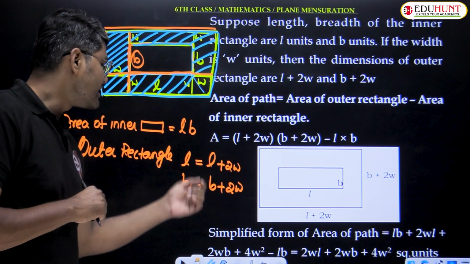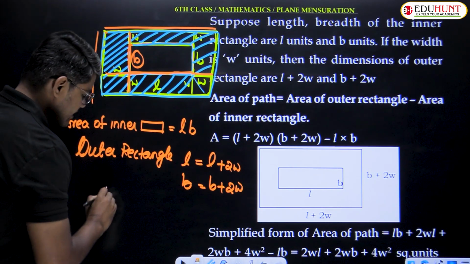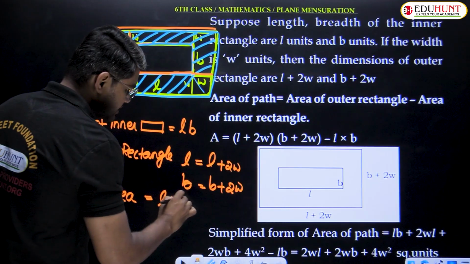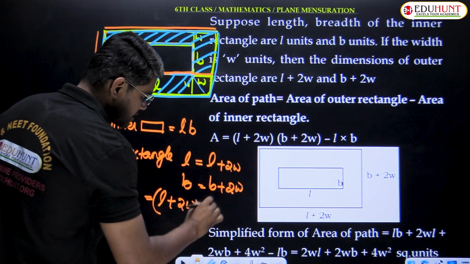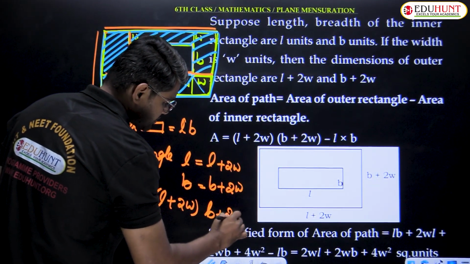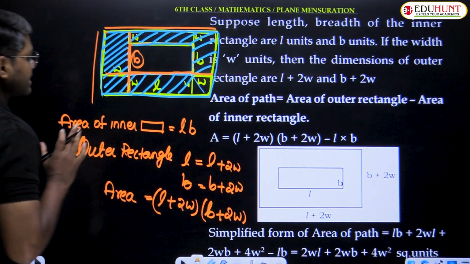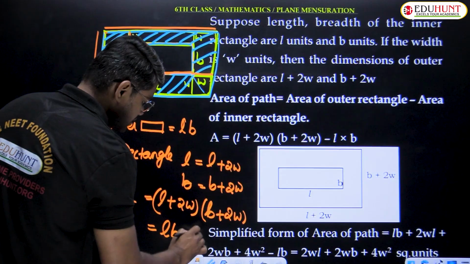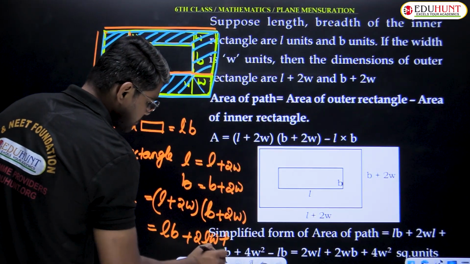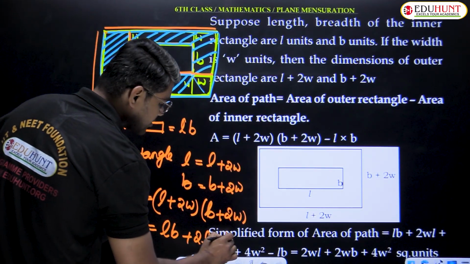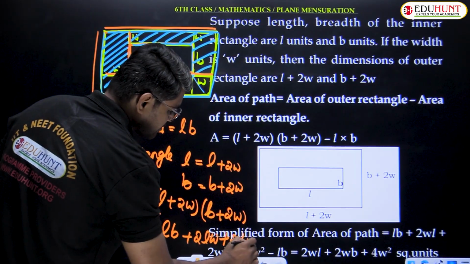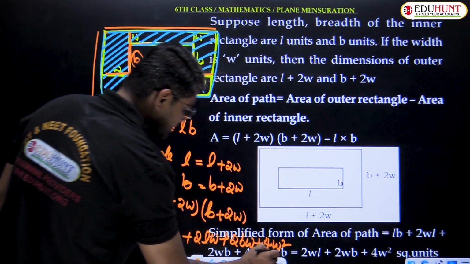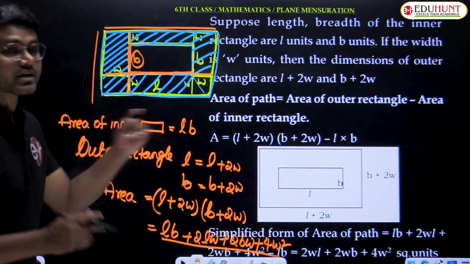Now, find the area of this outer rectangle. Area equal to length into breadth, that is (L plus 2W) into (B plus 2W). Now, multiply this out. This becomes L into B, LB plus 2LW plus 2BW plus 2 2's 4, 4W square. This is the area of the outer rectangle.